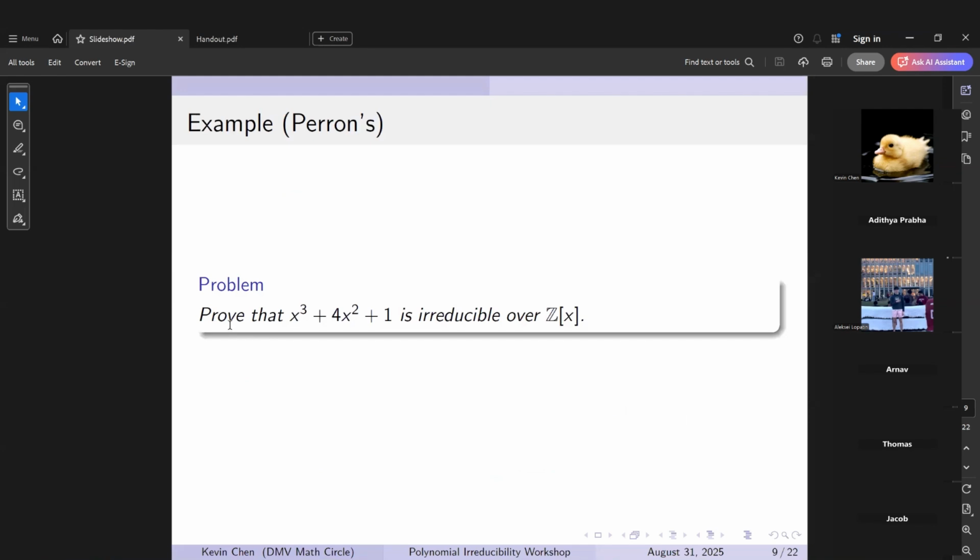So Perron's is very useful because we can prove some polynomials irreducible as long as their second coefficient clearly dominates all the others. So x cubed plus 4x squared plus 1 is clearly irreducible because 4 is greater than 1 plus 1.